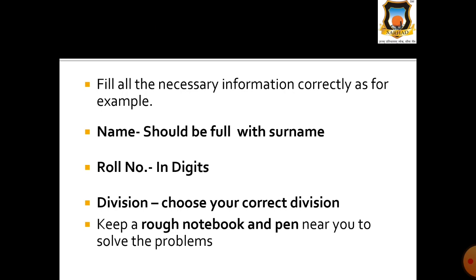Then fill in all the necessary information correctly. You should fill in your full name with your surname: your name, your father's name, and your surname. Then fill in your roll number in digits, your proper roll number. Then choose your correct division. Then keep a rough notebook and pen near you to solve the problems. Some numericals are there, so to solve those numericals, keep one rough notebook and pen near you so as to avoid disturbance.